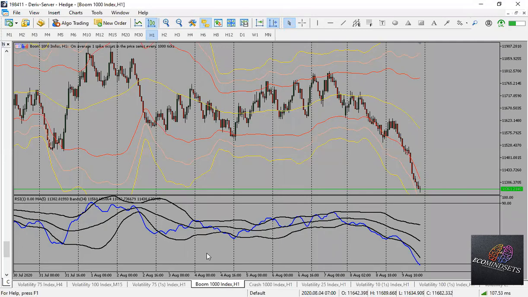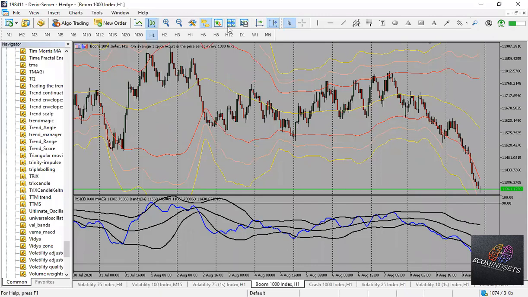Okay. Let me load Crash 1000 onto the chart, then I'll use it to explain it all over again.